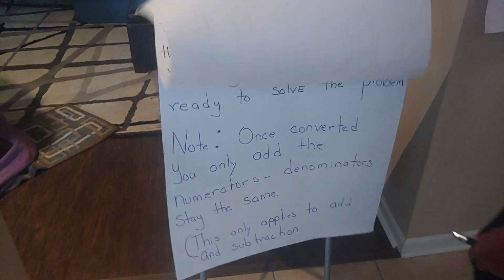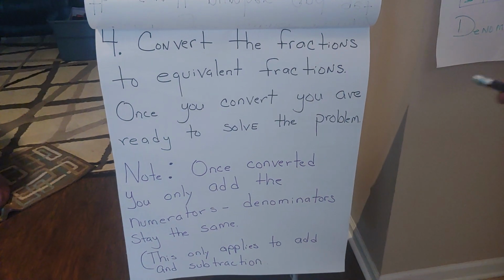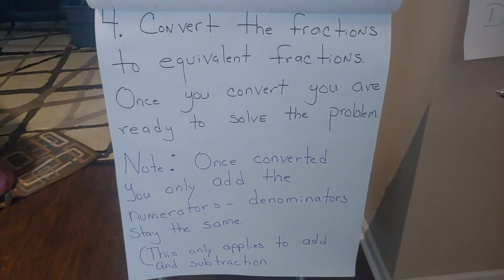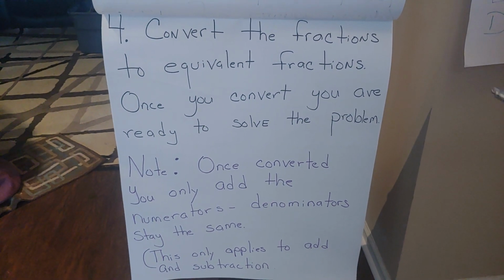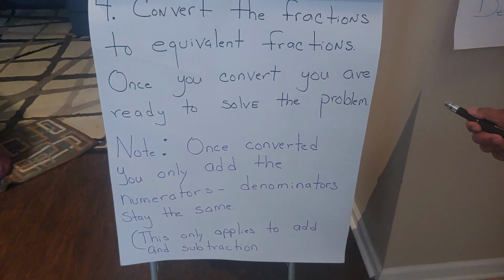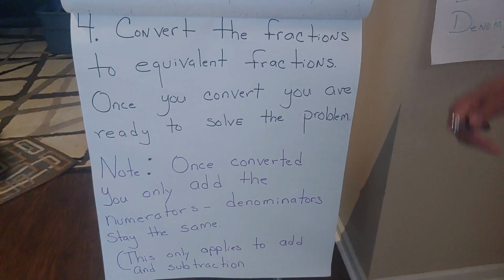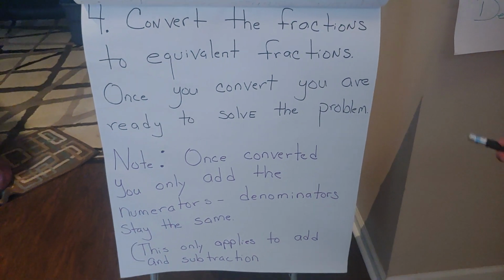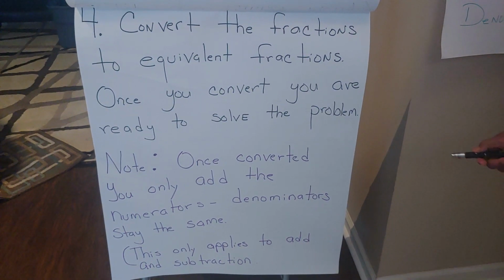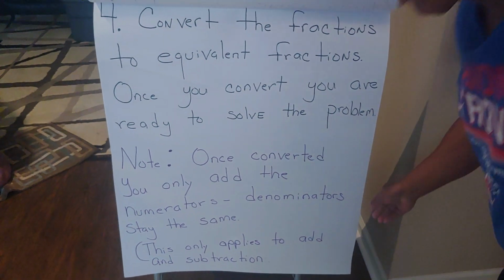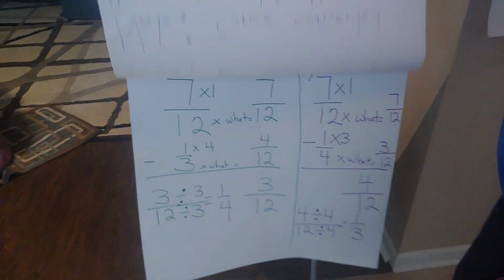I want to talk about here where you convert the fractions to equivalent fractions. Once you convert, you are ready to solve the problem. Note, once converted, if you're adding, you only add the numerators. If you're subtracting, you only subtract the numerators. Denominators stay the same. Now notice that this only applies to adding and subtracting fractions. Multiplication and division of fractions is a different concept.